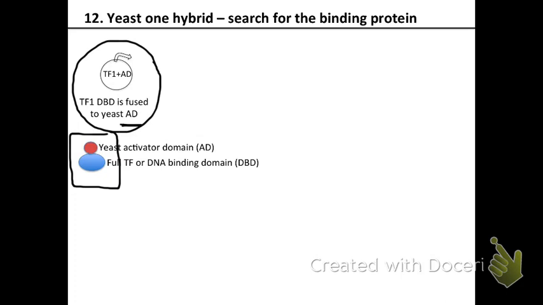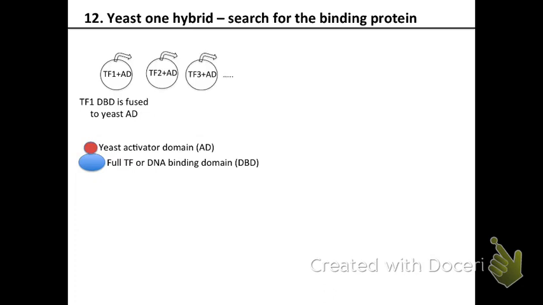Okay? So you can do this with one transcription factor if you suspect that this is one of your candidates, or you can use a library of transcription factors. What I mean by a library is you can build a human transcription factor library to be expressed in the yeast so that every human transcription factor DNA binding domain is fused to a yeast transcription factor activator domain. Okay? These libraries do exist, so you make that.